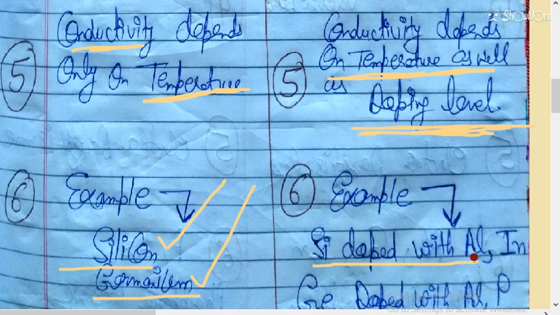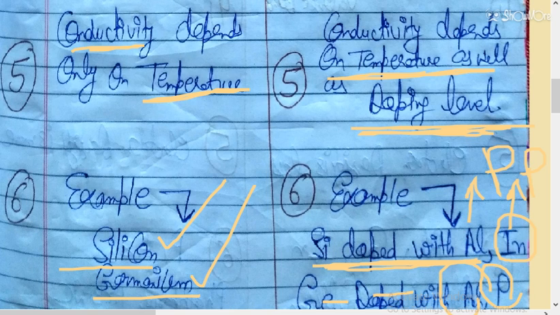Silicon doped with aluminium. This is which type of semiconductor? This is P type of semiconductor, so it is the example of extrinsic. Indium, okay, aluminium and indium are also group number 13, so it is also giving me P type. Then germanium doped with aluminium and phosphorus, so this is another example you can say.